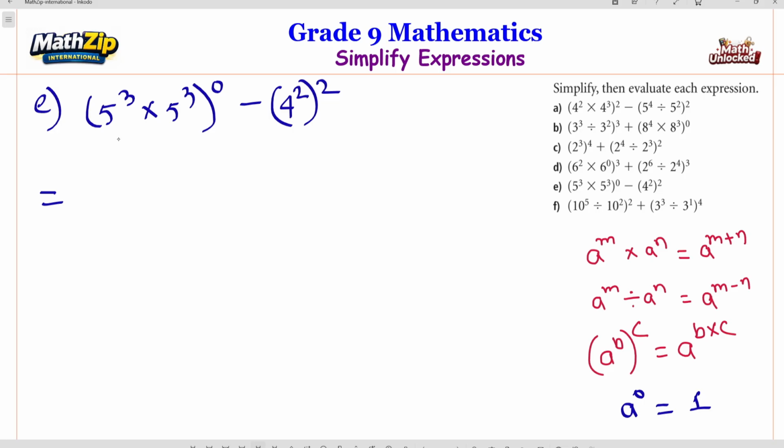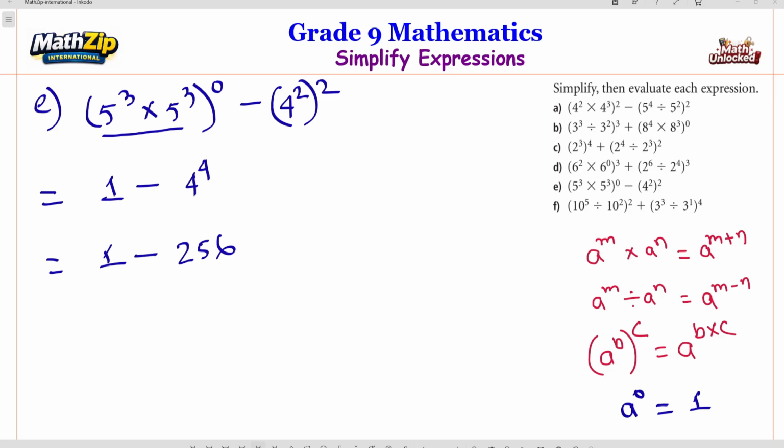So we don't need any calculation for 5 to the power 3 times 5 to the power 3 because the power is 0. So directly we can write 1 minus 4 squared to the power 2, it means 4 to the power 4, right? So here is a 1 and 4 to the power 4 means 256.